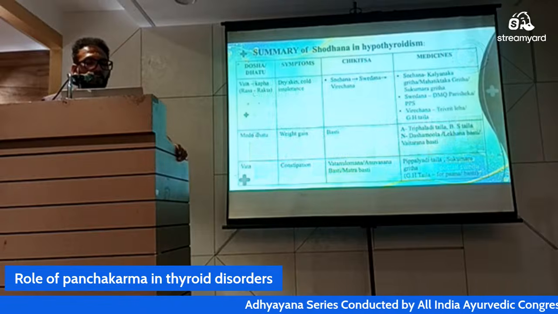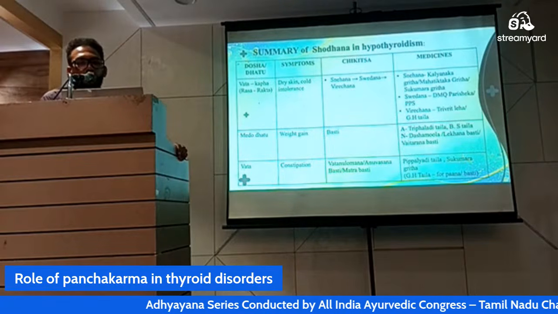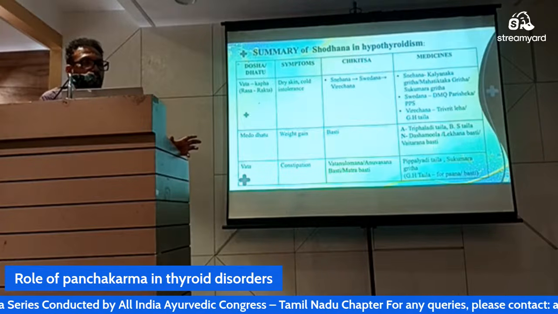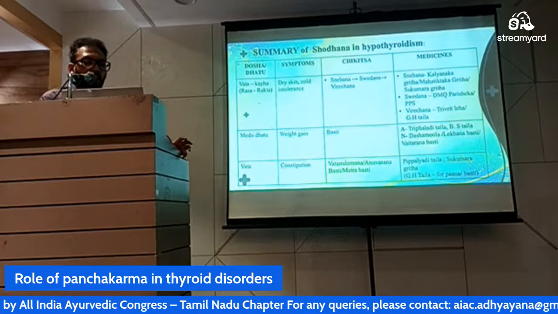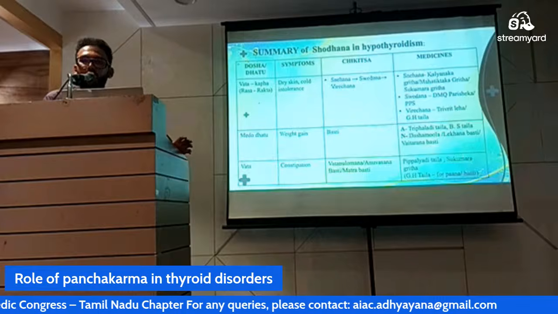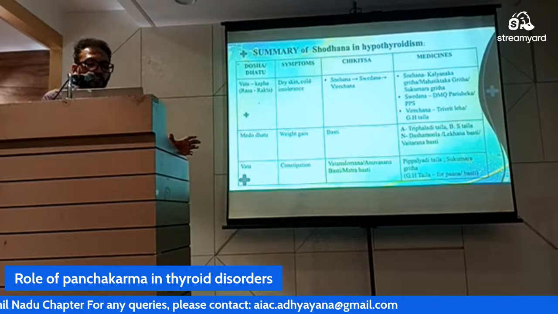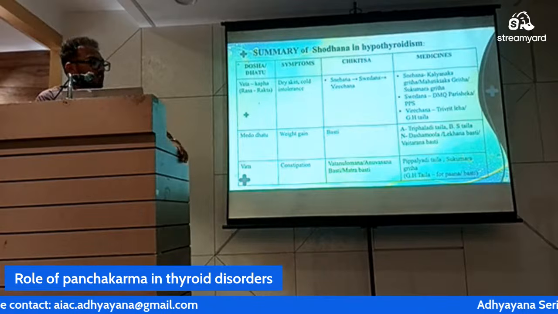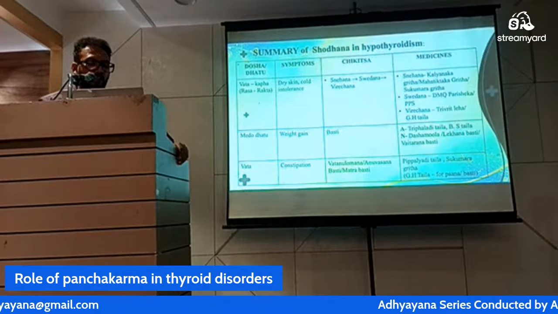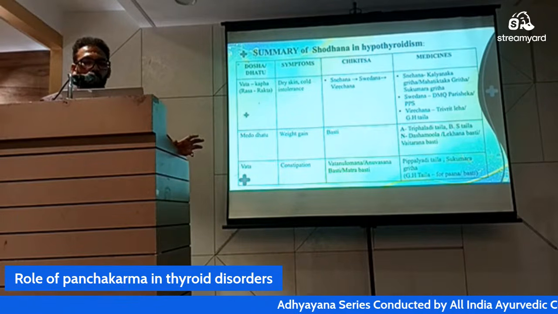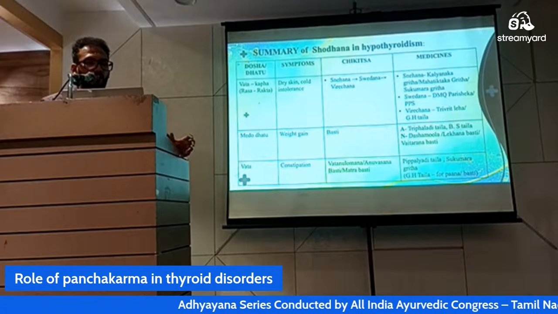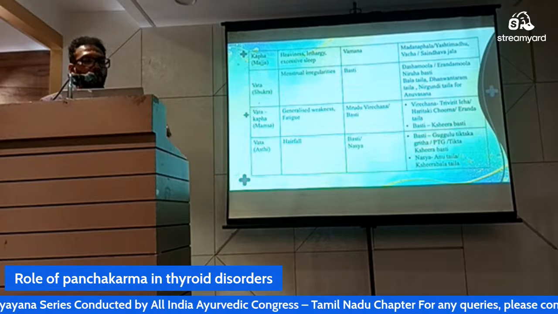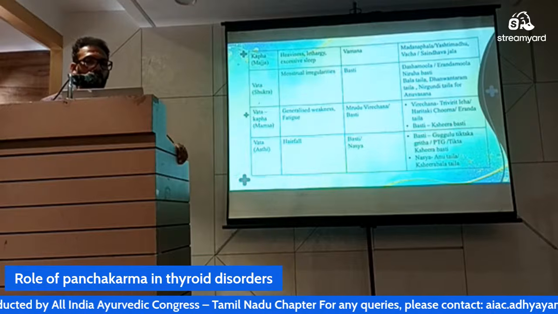Here I would like to give a small summary of the Shodhanas which can be done in hypothyroidism. When there is Vata Kapha involvement and Rasa Rakta Dushti, with dry skin and cold intolerance, then we will go for Snehana, Svedana, Virechana. Snehana can be done with Kalyanaka Ghrita, Mahatikta Ghrita, Kumara Ghrita. Just a summary table of whatever I have mentioned: which dhatus are involved, which type of Basti or Virechana, which type of Vamana can be taken. This is nothing but a symptomatic approach.